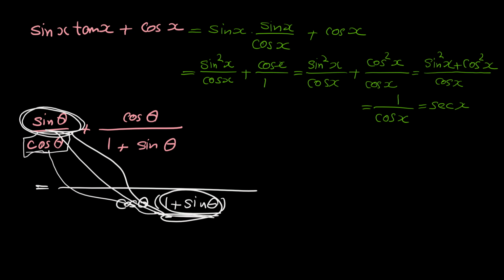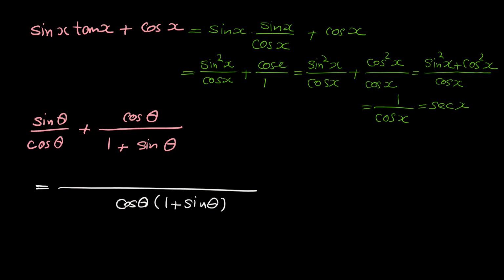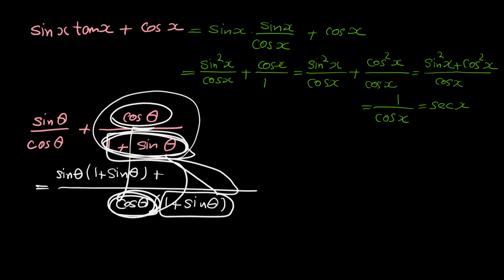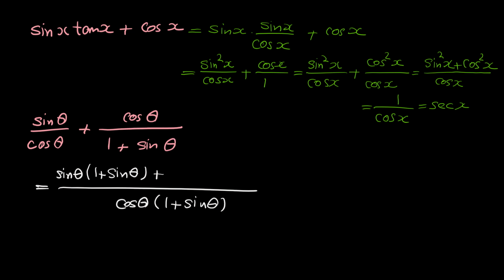So for the first fraction, we have in the numerator sine theta times 1 plus sine theta. What about the other one? For this fraction, we had this denominator, and we multiply this denominator by cosine, so we have to multiply the numerator also. In the numerator, we have a cosine, and we multiply by another cosine. Cosine times cosine is cosine to the 2. So in the numerator, we have cosine to the 2.